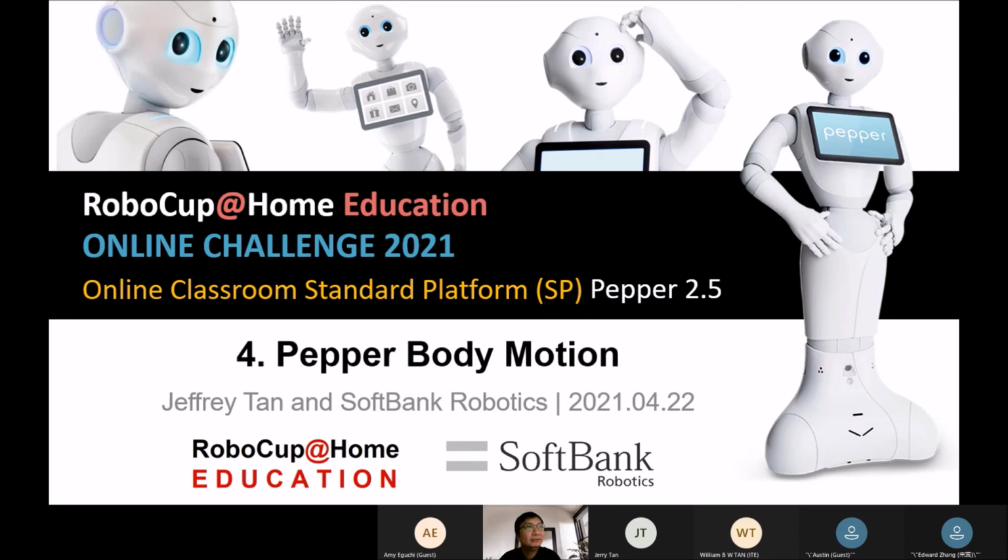Okay, so being in the fourth class, next week will be the last one. Today we will discuss Pepper body motion, how we can arrange or program the body motion of Pepper so that we can perform some cool performances, for example dancing, which is very popular. Performances like this can be done by using the Pepper robot.